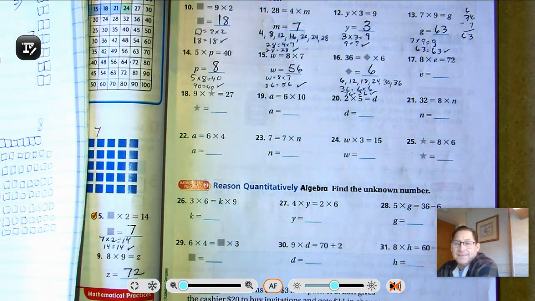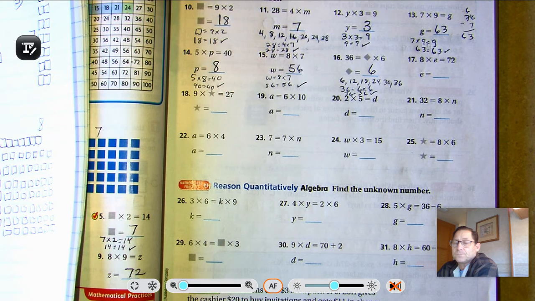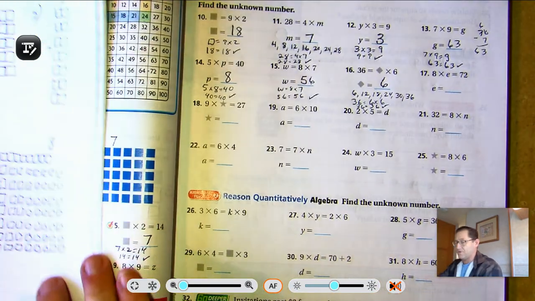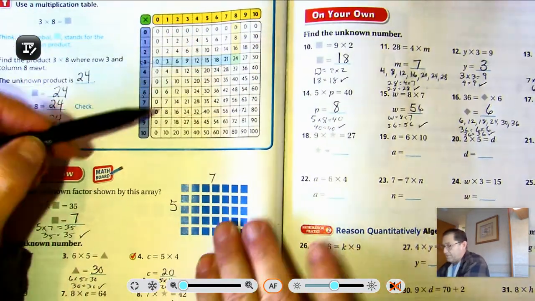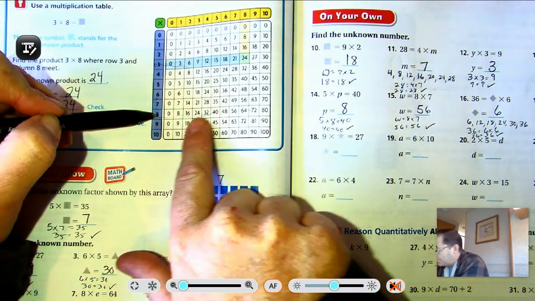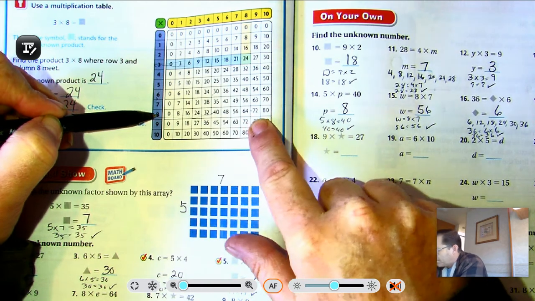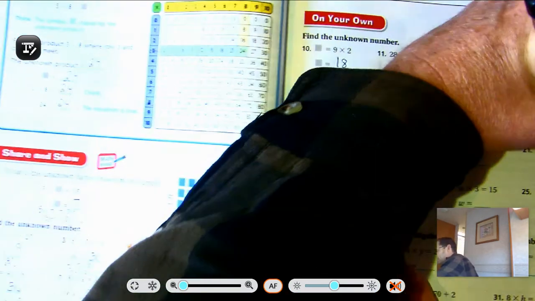8 times something is 72. Okay. So if we had use of a multiplication table, we'd go to the 8th row, and we'd go across until we found 72. Okay, I found 72, and then I would go up to the ninth column. So it's 8 times 9.